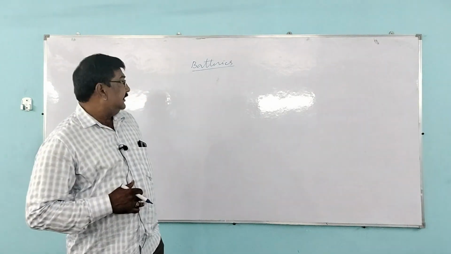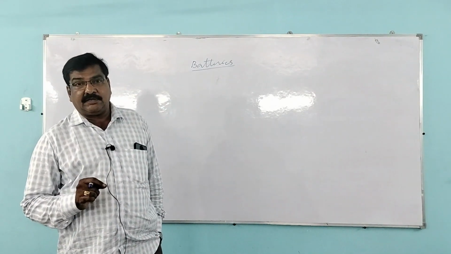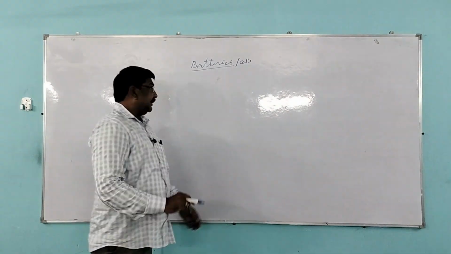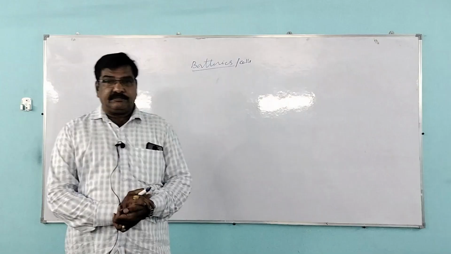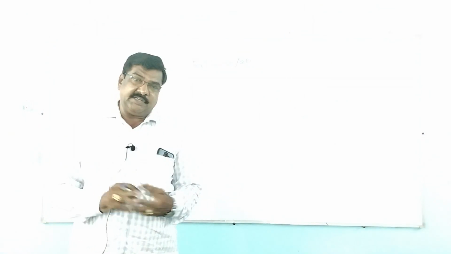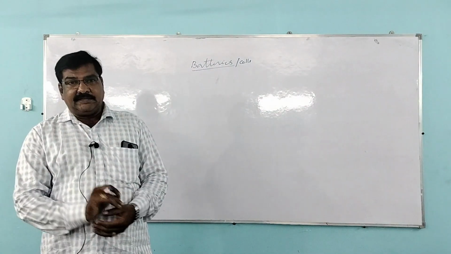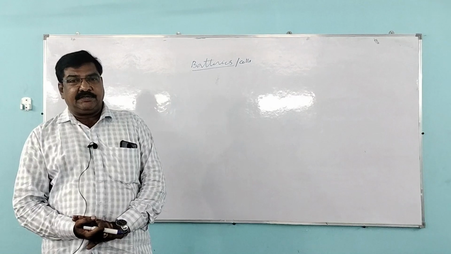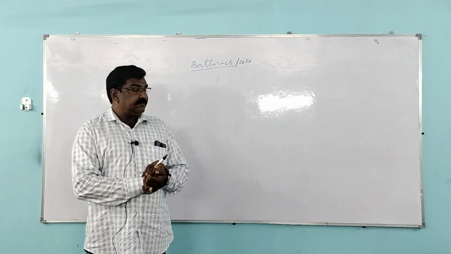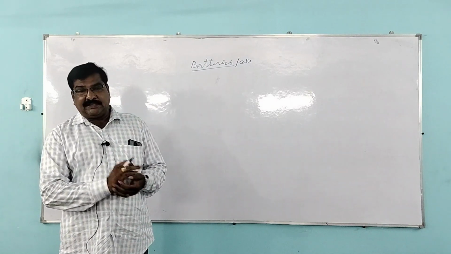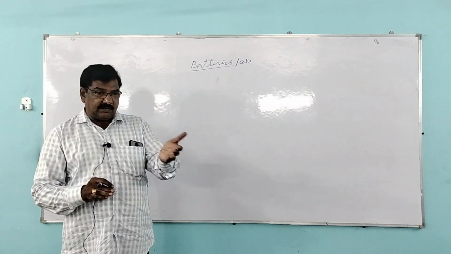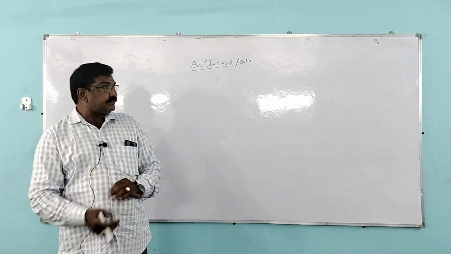Today's topic in electrochemistry is batteries or cells. So what are these batteries or cells? In these batteries, the energy released during a chemical reaction is converted into electrical energy. In our daily life, we have observed a number of cells or batteries, like pencil cells, and those used in clocks, laptops, etc.